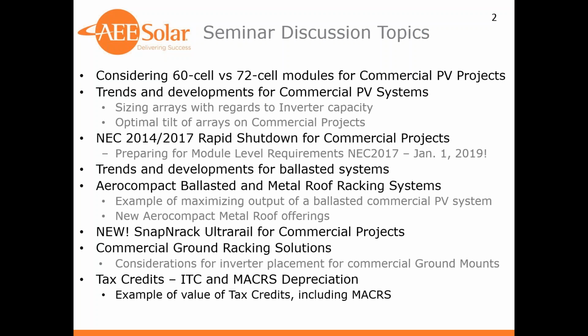Specifically, we'll be looking at the Aero Compact ballasted racking system. We're going to look at maximizing the output of ballasted systems on a commercial PV system. Also, we're going to be looking at the new Snap and Rack Ultra Rail as being used for commercial projects. That is being introduced and rolled out in quantities starting in July and rolling into August. Commercial ground racking solutions, and we're also going to consider the inverter placement for those and looking at some examples.